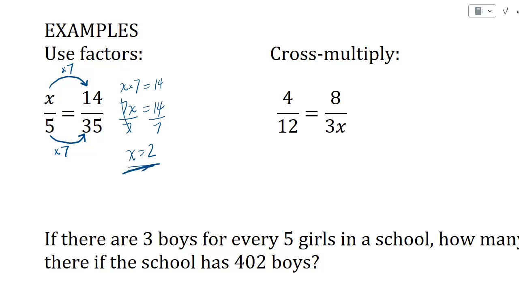And you know that x equals 2. So this is going to be 2/5 equals 14 over 35, which is true. You could have also said 35 divided by what gives me 5, and done it that way, and done the same thing.